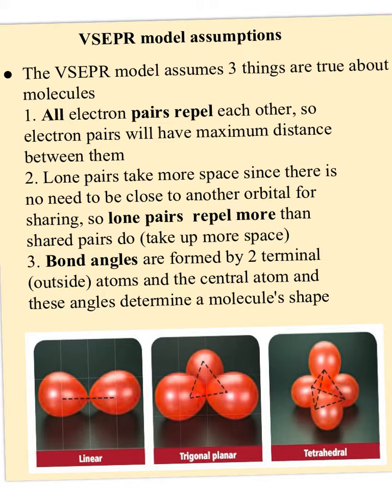The second idea is that lone pairs take more space since they don't need to be close to another orbital for sharing, and there's only one nucleus holding that lone pair in place. They are going to spread out a lot more than the bonding pairs. So lone pairs repel more than shared pairs do. In other words, they take up more space, or you can think of lone pairs as being bigger balloons. And then bond angles are formed by the two terminal atoms, that's the outside atoms, and the central atom, and it's these angles that determine a molecule's shape.